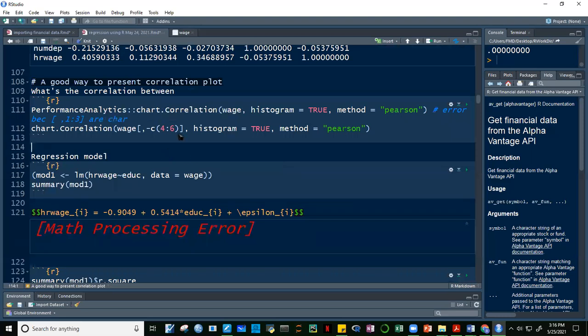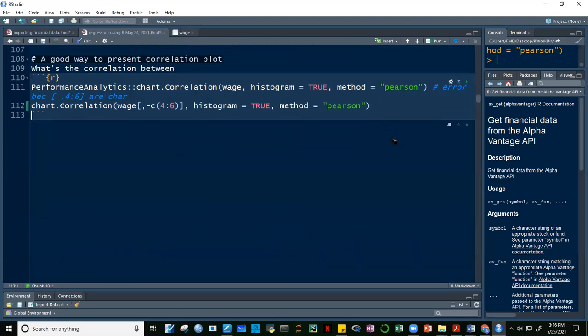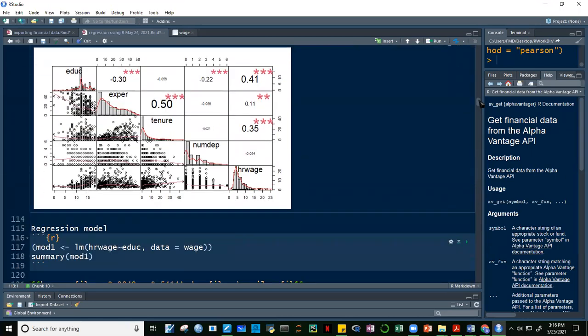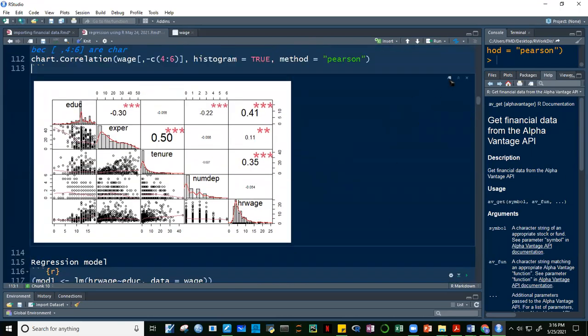No? So ito guys, again, the first one will not work kasi, okay, kasi sa wage guys, may mga mali ito, no? 4 up to 6. Meron tayong mga characters, yung 4 to 6. So dapat we can make use of this, pero dapat tatanggalin din natin sa wage dataset yung mga categorical variables. So let's run this. Okay, so this is a good way to present your correlation.